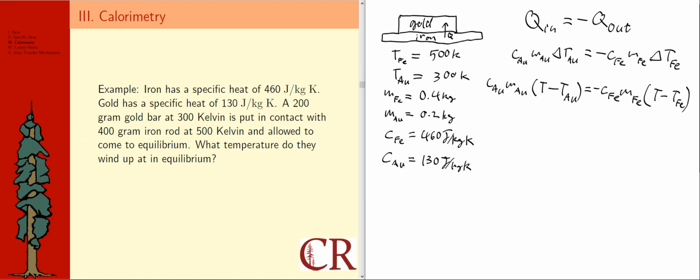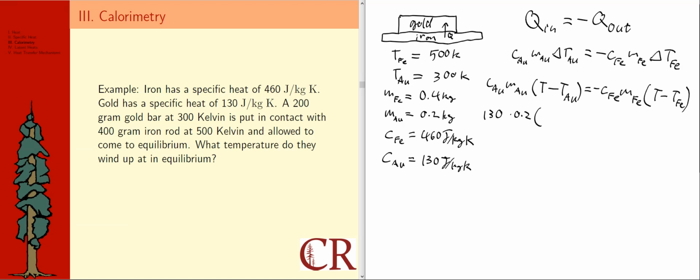But again, I'm not going to have space for units. So I'm just going to say C AU was 130, the specific heat of gold in standard units. The mass of the AU was, let's see, 0.2. So I'm just going to put that in kilograms, but again, I'm not writing the kilograms.